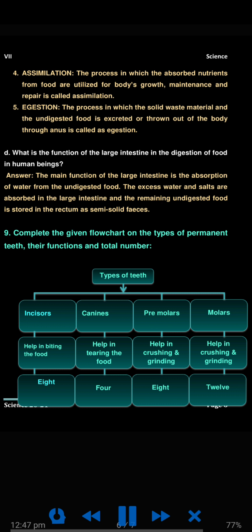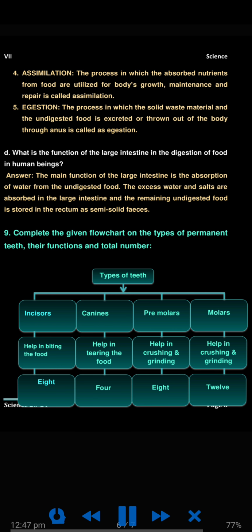The excess water and salts are absorbed in the large intestine and the remaining undigested food is stored in the rectum as semi-solid feces. 9. Complete the given flowchart on the types of permanent teeth, their functions and total number. Types of teeth: incisors, canines, premolars, molars. Functions: help in tearing the food, help in biting the food, help in crushing and grinding. Science 20-21 page 7.